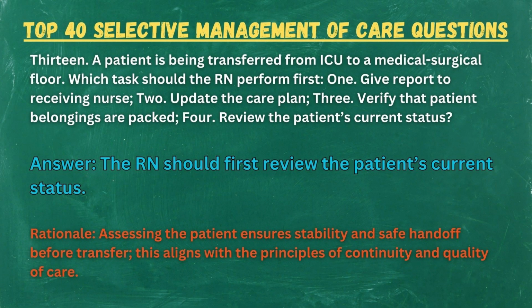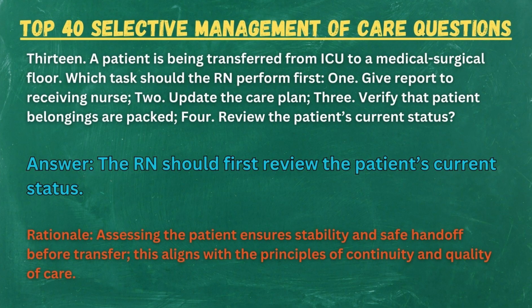13. A patient is being transferred from ICU to a medical surgical floor. Which task should the RN perform first? 1. Give report to receiving nurse. 2. Update the care plan. 3. Verify that patient belongings are packed. 4. Review the patient's current status? Answer: The RN should first review the patient's current status. Rationale: Assessing the patient ensures stability and safe handoff before transfer. This aligns with the principles of continuity and quality of care.